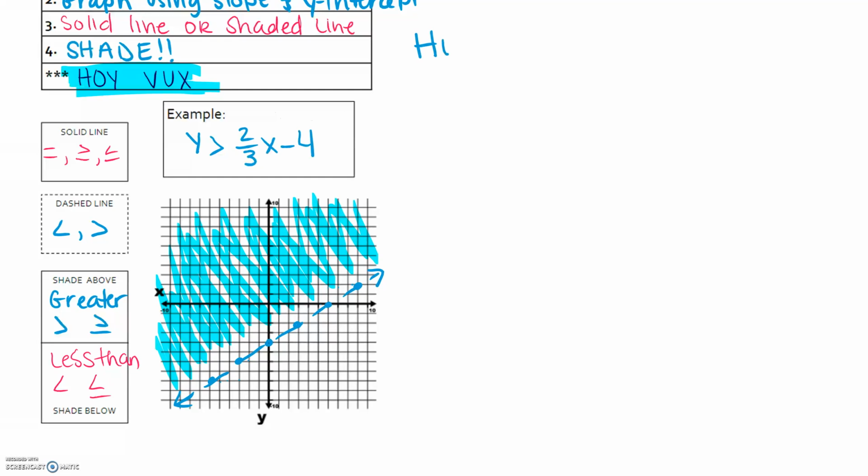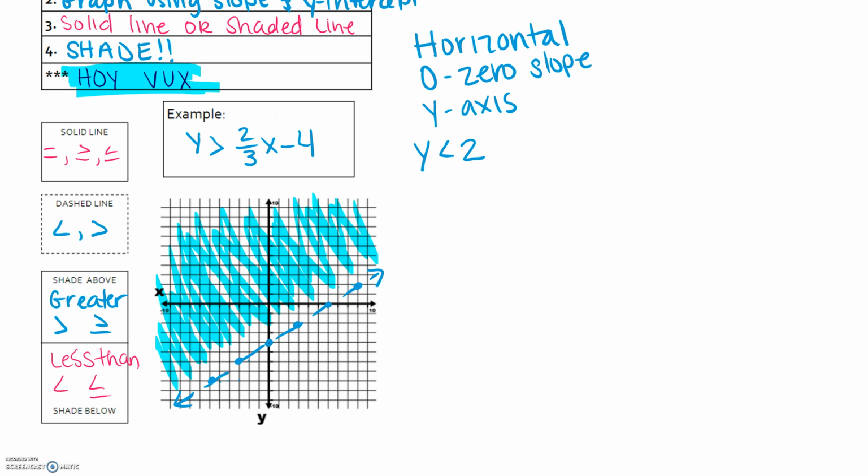The H is a horizontal line. That means I have a 0 slope, and it is on the y-axis. For example, if I had y is less than 2 on my graph, I would have a dotted line at 2. So let's say this is 2. I'm going to have a dotted line at 2, and it is less than, so I would shade below.